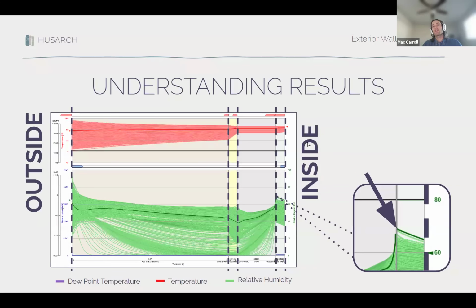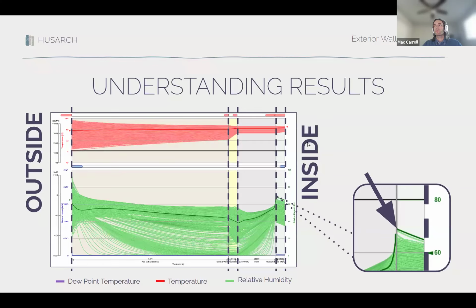So this graph that is produced by the software, you can think of it as a wall section essentially, where the left side is the outside, the right side is the inside, and each of these layers in the WUFI section corresponds to a layer in the assembly. In this particular case, this is the precast concrete wall. You've got the concrete on the left side, and then the gypsum on the far right side.